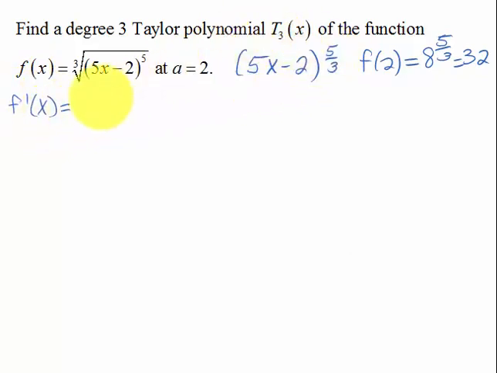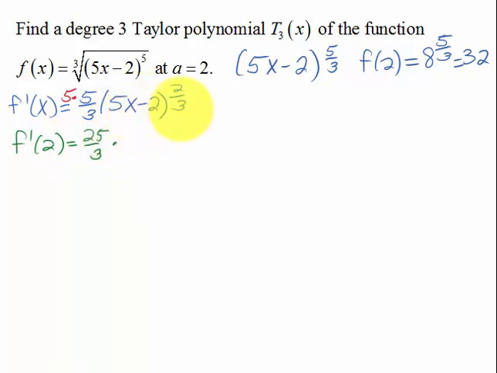And that's going to be a power out in front, 5/3 times 5x minus 2 to the decrease the power by 1. That's going to be 2/3. And then chain rule, multiplied by the derivative of what's inside, which is a 5. So we're going to multiply this by 5. Now we want to evaluate that at 2. So that's going to be 25/3 multiplied by, that's going to be an 8 in the parentheses again, and cube root 8 is 2, and then squared is 4. So that's going to be 100/3.